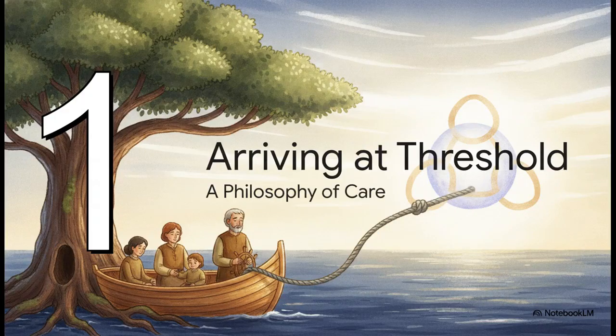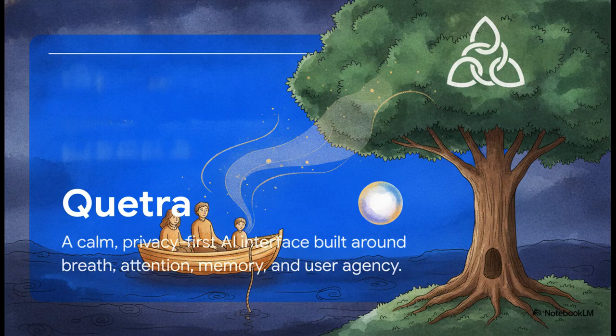Section 1. Arriving at the threshold. So let's define exactly what we are looking at here. Quetra is a calm, privacy-first AI interface built around breath, attention, memory, and user agency. I want you to listen to those words carefully. There is absolutely no hype here. There are no wild claims about optimizing your consciousness or revolutionizing your workflow. None of that. It is grounded entirely in its intentional privacy-first foundation. It's an environment fundamentally designed to protect your attention, not harvest it.